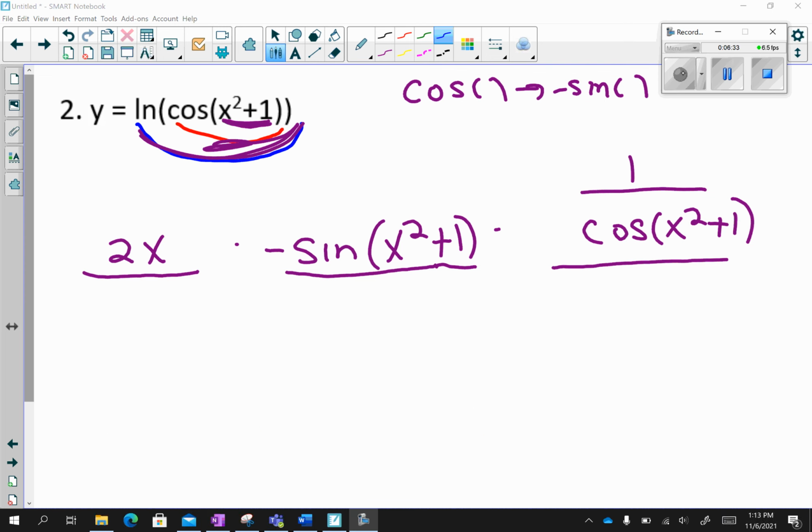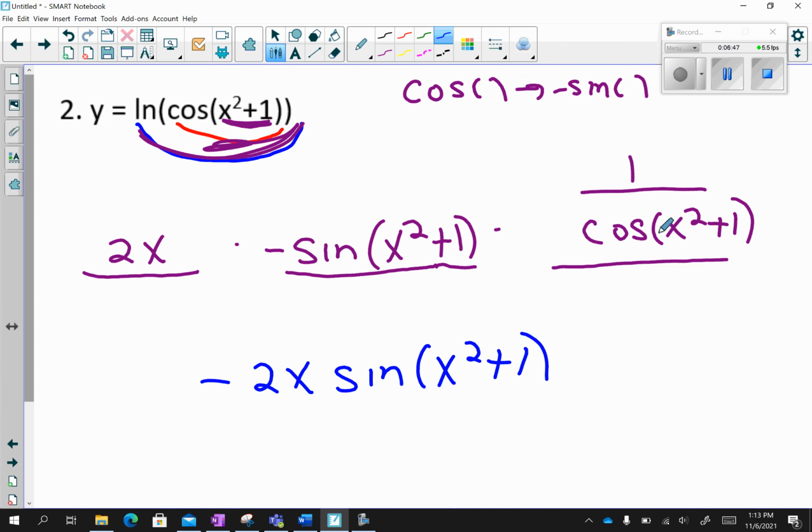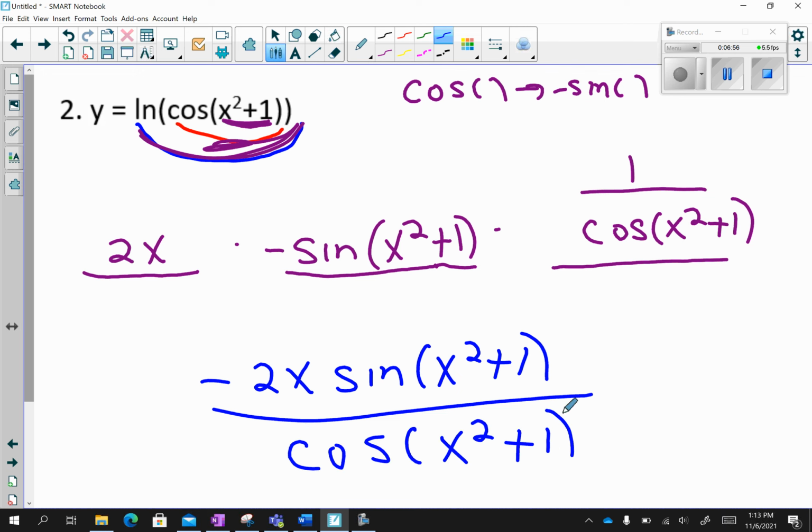And now we can put this all together. So I have the negative, it looks nice to put the negative in front. Negative 2x sine of x squared plus 1 all over cosine of x squared plus 1.